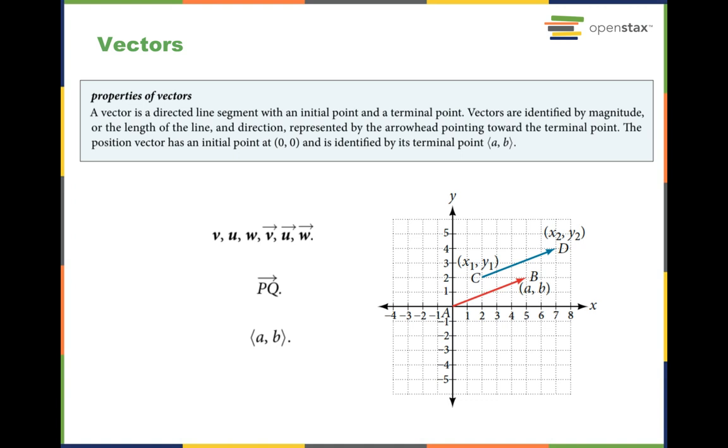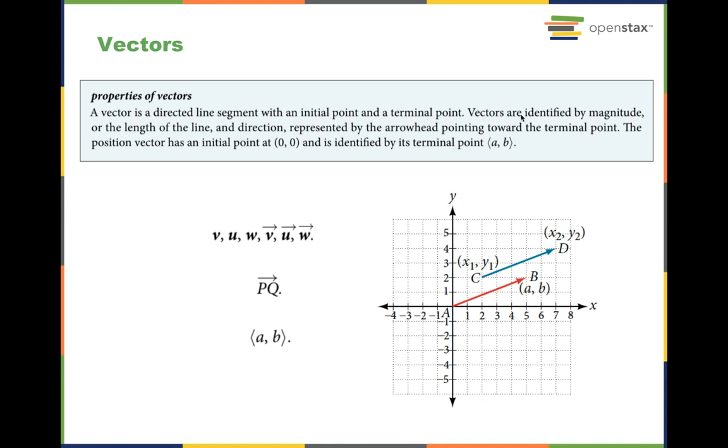So things like speed, like motion, right? You're going a certain speed in a certain direction, you can represent that with a vector. You can also represent growth of anything in two dimensions. But the main application that you'll probably first encounter is speed and direction. So it's a directed line segment with an initial point and a terminal point.